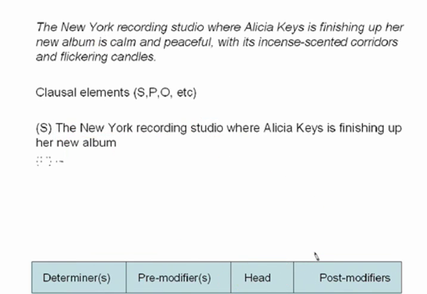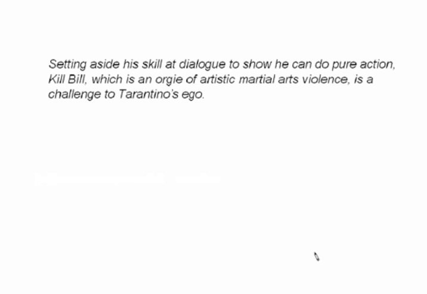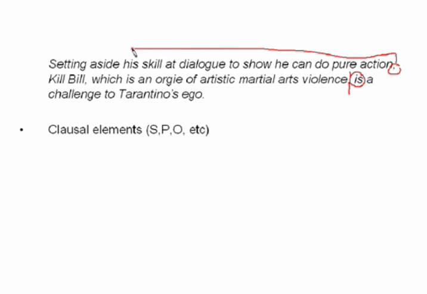Moving on to another example. And to begin with, you look at the clausal elements again. Somebody is something or somebody does something. We have the finite verb is here. Setting aside his skill at dialogue to show he can do pure action. This comma is a useful indication. Often if you have a comma in what comes before the predicator, then it's usually an adverbial, and that's what all of this is. This here is an adverbial, and then you have the subject beginning here.